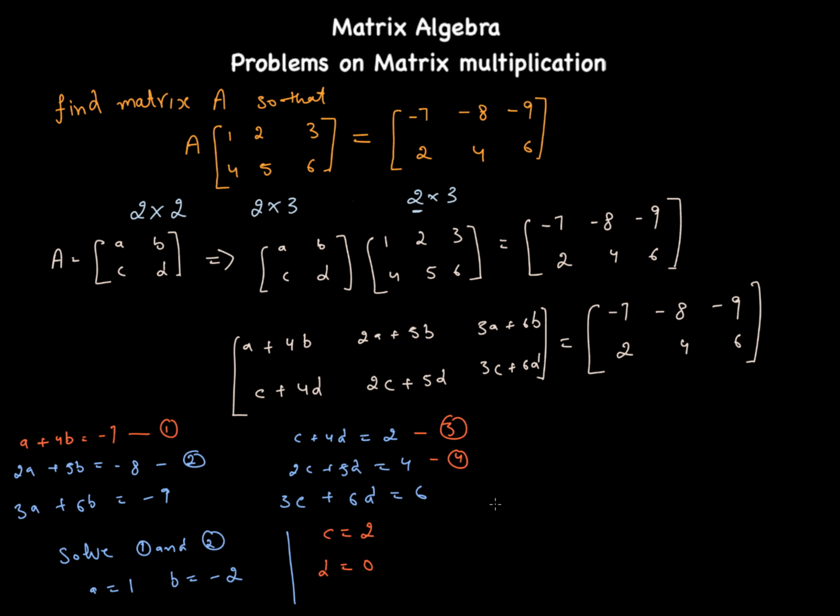So that means my result matrix A, which is a, b, c, d, I'm going to plug in the values of a, b, c and d over here, gives me 1, negative 2, 2 and 0. Okay, that's how you can find a missing matrix when they give you the product of two matrices equal to a third matrix.